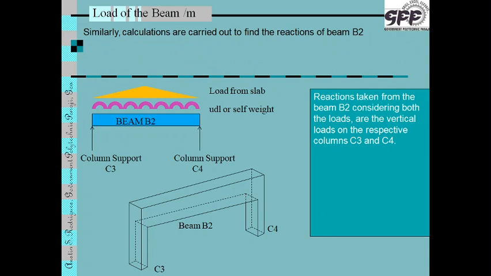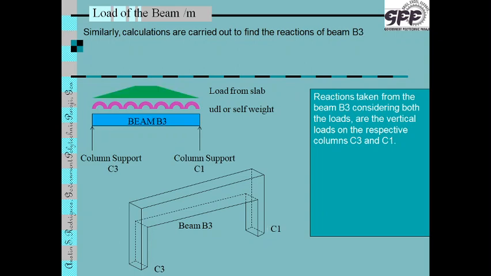Similarly, beam B2 also has the triangular load coming from the slab and its own UDL. When we solve this for the reactions, we will be getting the reactions to the column support C3 and C4. These are the vertical loads going on into the columns C3 and C4.